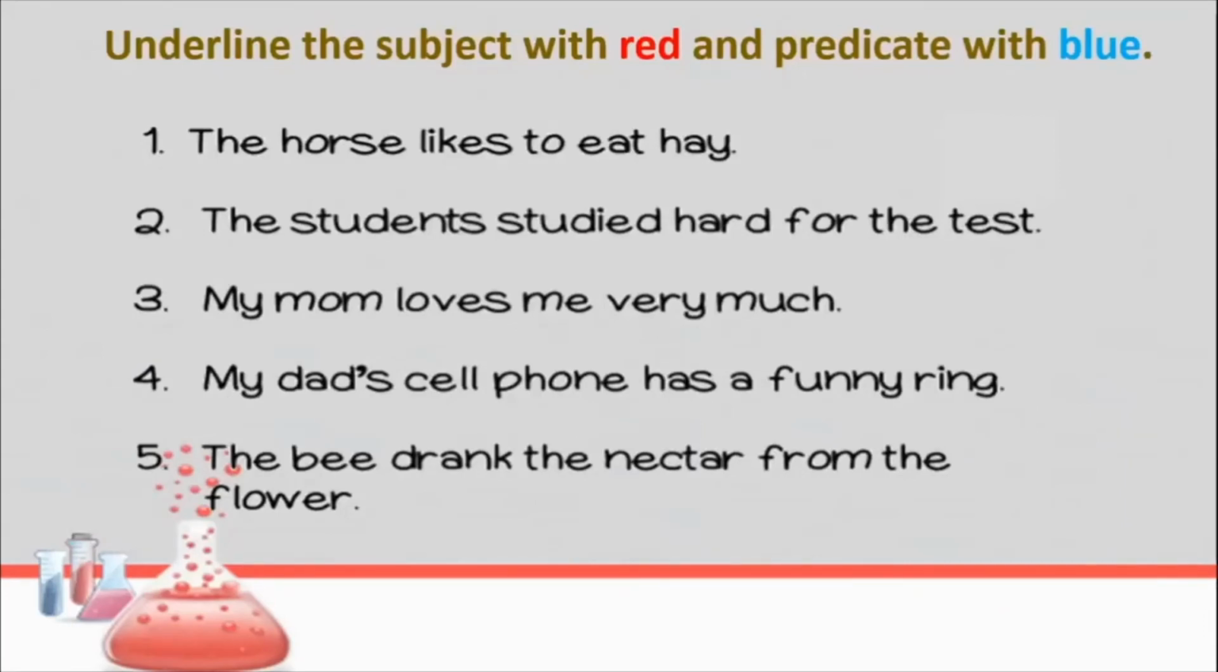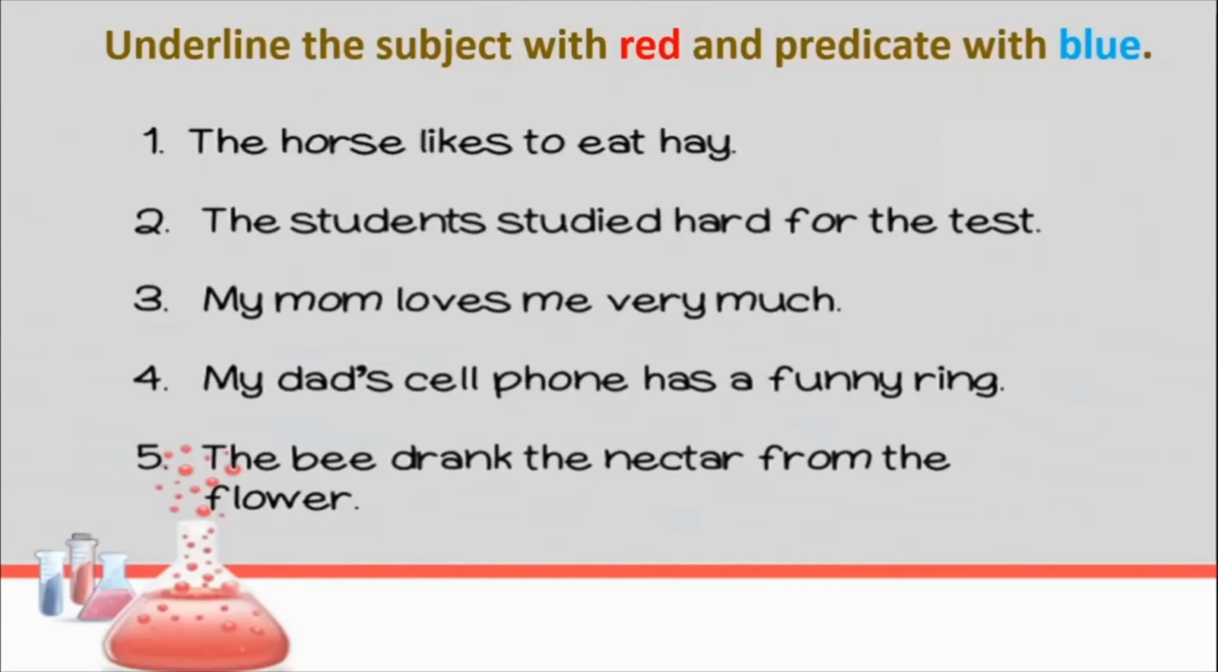Now children, whenever I bring up an exercise like this, I always tell you that at this point you should pause your video and try to solve this exercise on your own, and then play the video again and check whether your answer matches with mine. So come on, there are 5 sentences and I will give you some time to solve and underline the subject with red and predicate with blue, and then come back and check the answers that I will give you. Okay, so let's check up what the answers are.